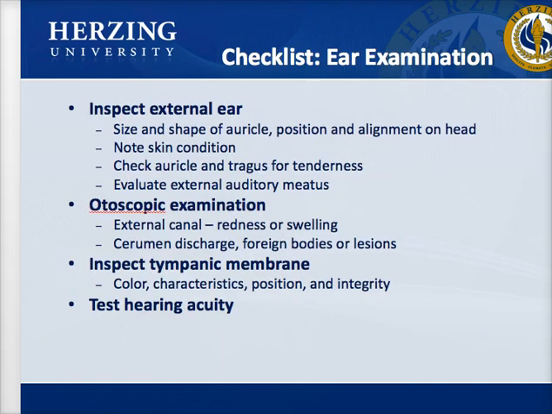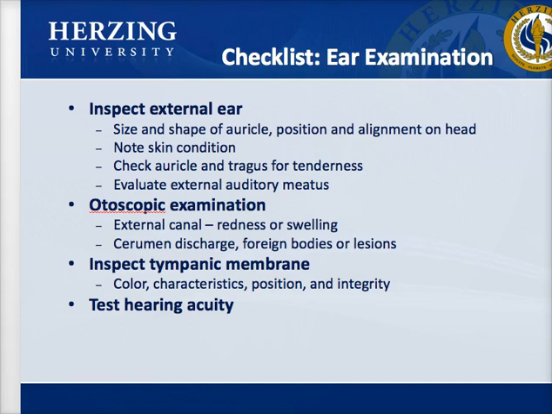To obtain objective data, first inspect and palpate the external ear. Note the size and shape of the auricle, ear position, and alignment on the head. Observe the skin condition, including color and lumps or lesions. Check for tenderness. Evaluate the external auditory meatus, noting its size and any swelling, redness, discharge, cerumen, lesions, or foreign bodies. Next, perform an otoscope exam.